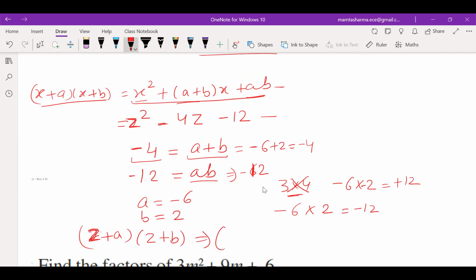Put the values of a and b. z plus a, where a is minus 6, and z plus 2. This would be (z minus 6)(z plus 2).